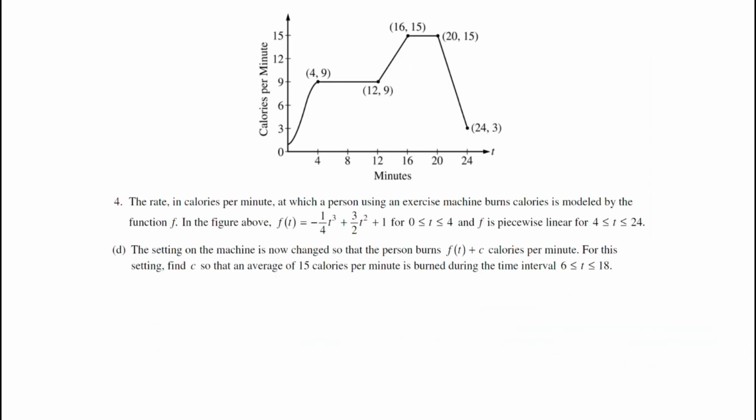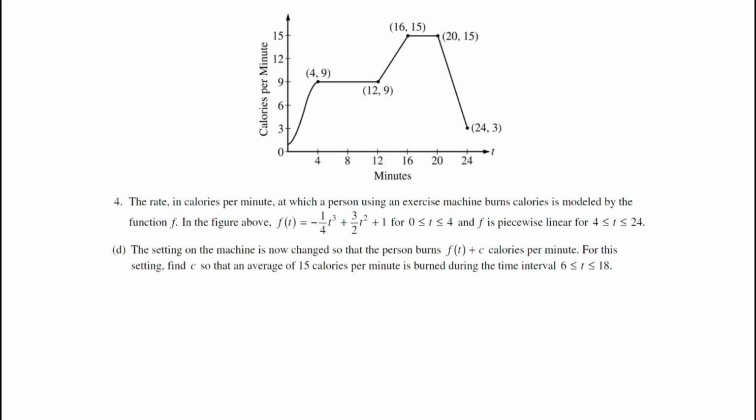In part D here, it says the setting on the machine is now changed so that a person burns f of t plus c calories per minute. And we want to find, for this setting, c so that an average of 15 calories per minute is burned on 6 to 18.